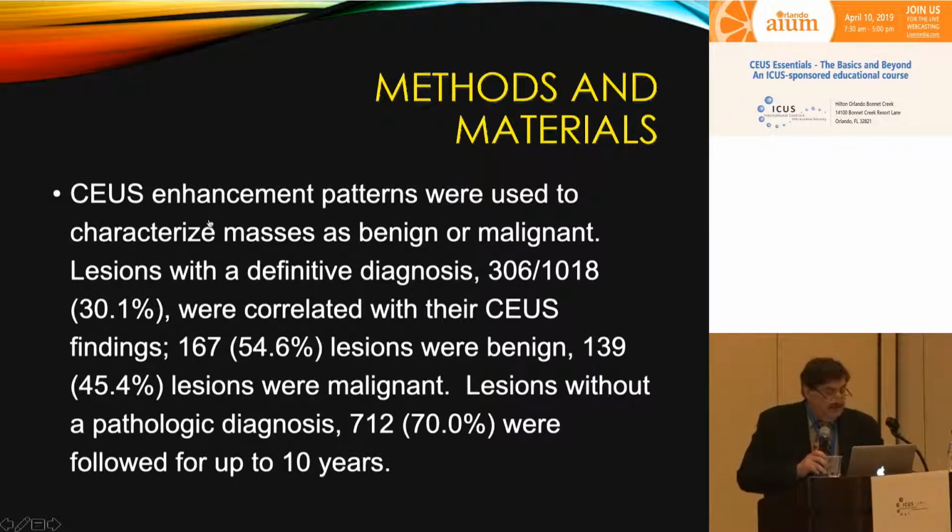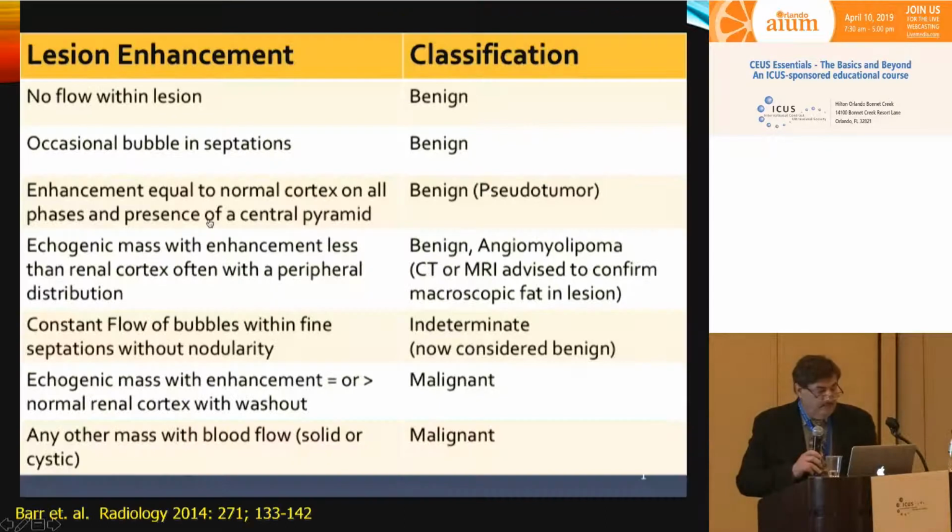So CEUS enhancement patterns were used to characterize masses as benign or malignant. For the lesions with a definitive diagnosis, meaning we had a biopsy, 306 of those, or 30%, were correlated with their CEUS findings. 167 lesions were benign, and 139 of these lesions were malignant. Lesions without a pathological diagnosis, which was 70%, were followed up to 10 years, and now almost all of these lesions have been followed for up to 10 years. And this was the classification we used.